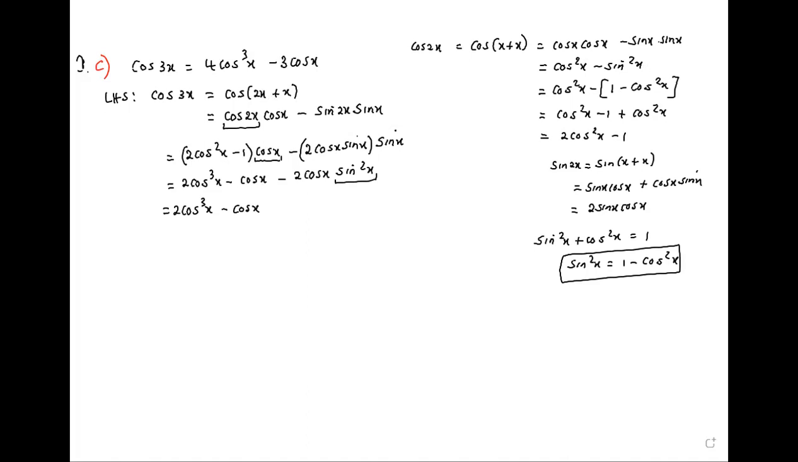Okay, so here we have minus 2 cos x. Then where the sine squared x, we put 1 minus cos squared x.